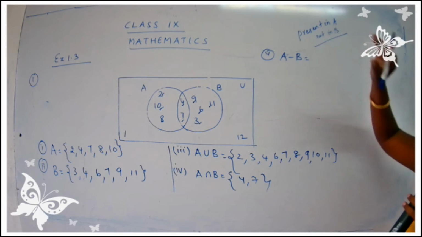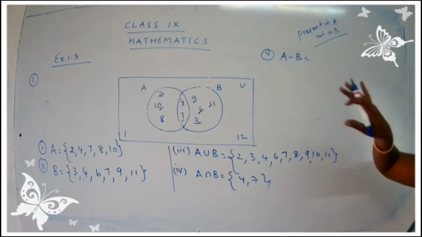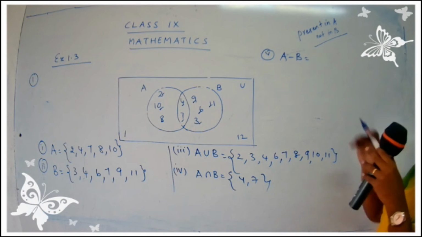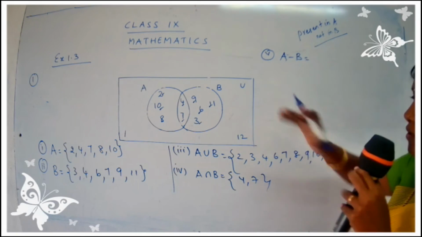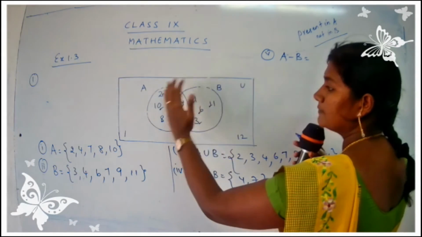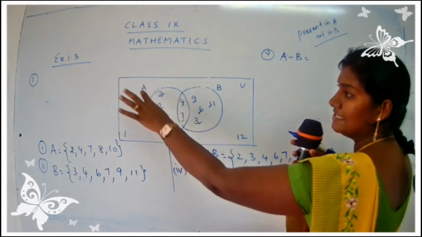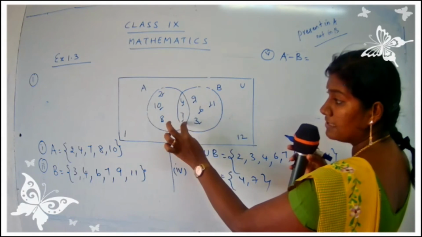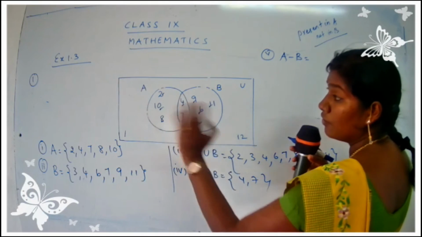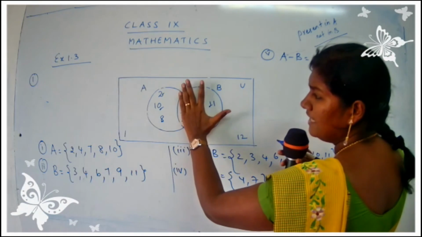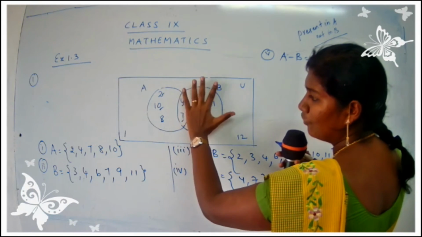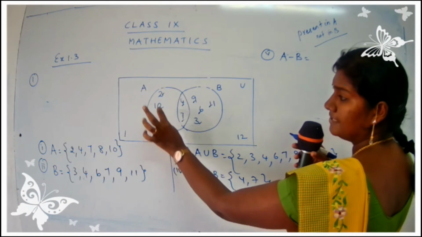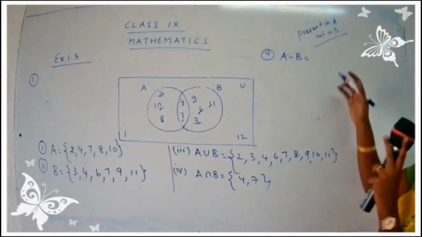That means I want the value of A, but I don't want the members of B. So I want only A. Only A means I don't want this part. Here 4 and 7 are in A, but they are common to B also. The 4, 7 comes to B also. So you are not going to take 4, 7, only the A part. So when I keep a hand over B, what is the left part here? 2, 8, 10.